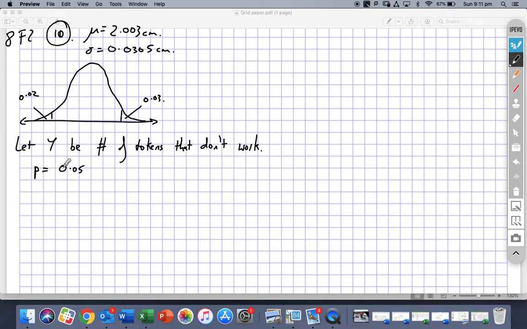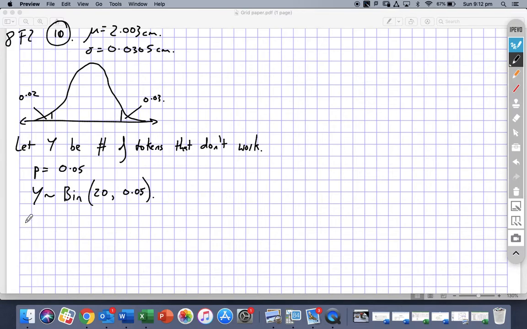So the probability, if I just took 1, would be 0.05. However, we're taking 20 tokens, and we've got a binomial situation. Either a token works or it doesn't work. The probability it doesn't work is 0.05. So y now has a binomial distribution. It's a binary system. It either works or it doesn't work. There's 20 tokens. So n is 20 and p is 0.05.